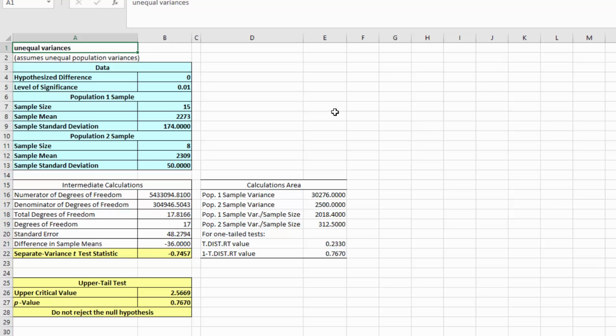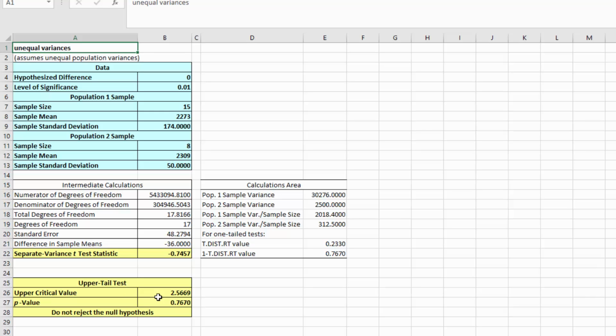output sheet, and there's our hypothesized difference again, level of significance. There's our data for sample 1, sample 2, and then it gives us some intermediate calculations that I'll speak to in just a minute. Our separate variance test statistic, minus 0.74 rounded, which remember was the correct answer, and a p-value, again, very large. It was 0.760, which is the same thing we got with StatCrunch, which tells us that we would reject the null hypothesis. But we've got a difference here.